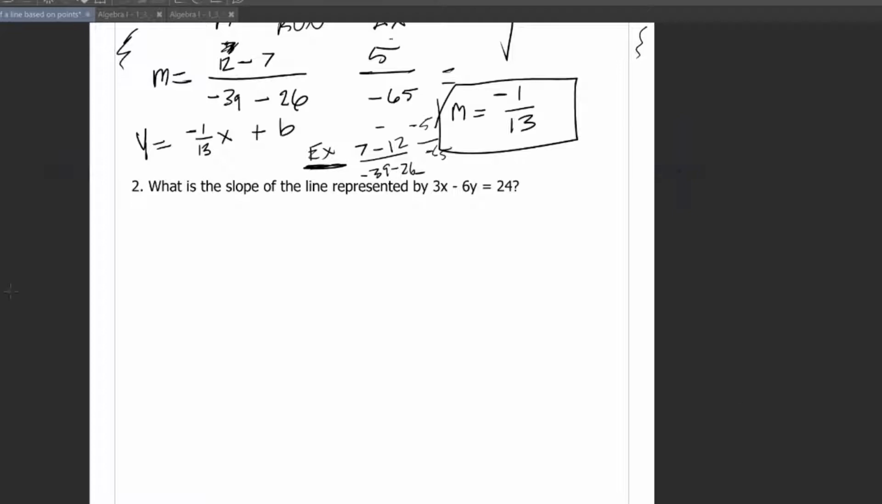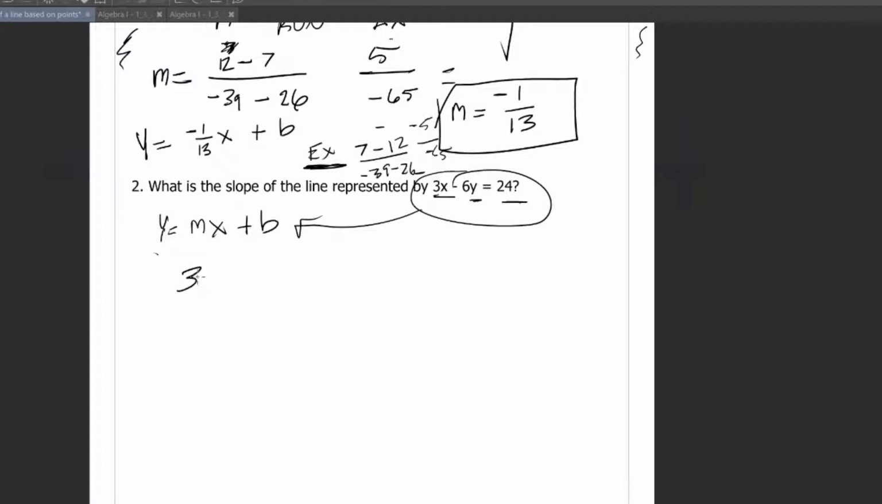Now going to question 2. What is the slope of the line represented by 3x minus 6y equals 24? Again, y equals mx plus b. We have an x here, we have a y here, and we have a numerical value here. So first thing, let's solve for y. Let's put this equation into this format. How do we do that?